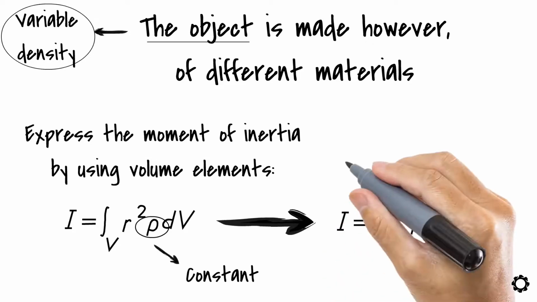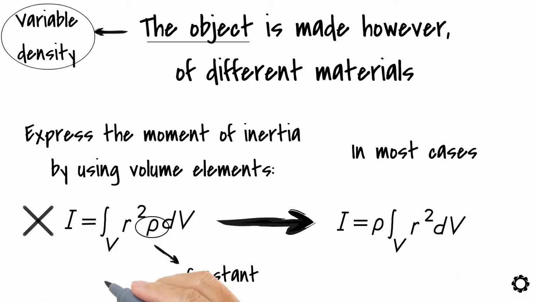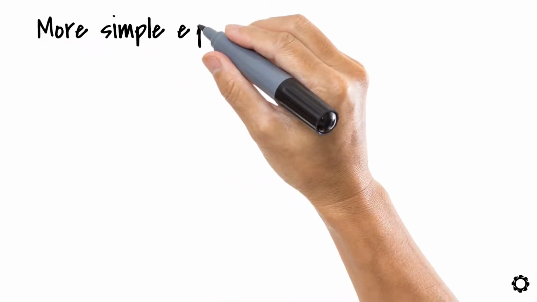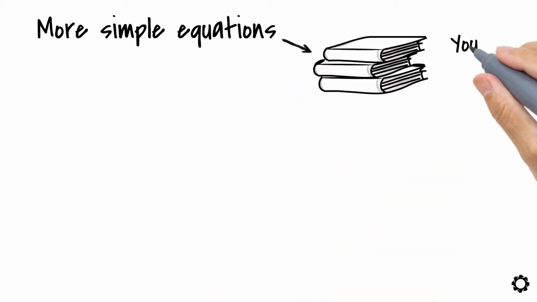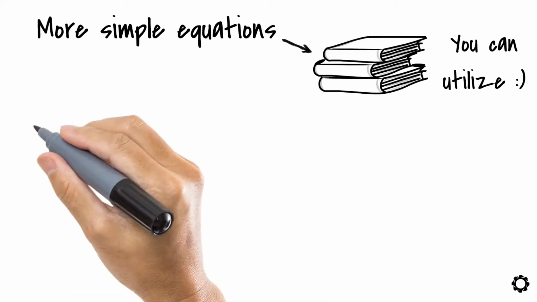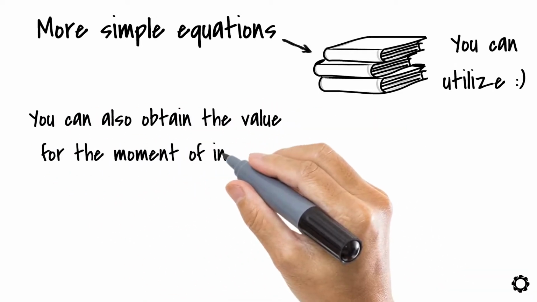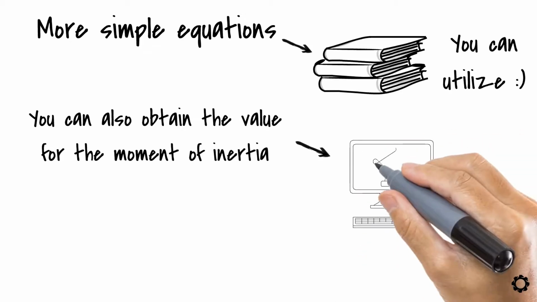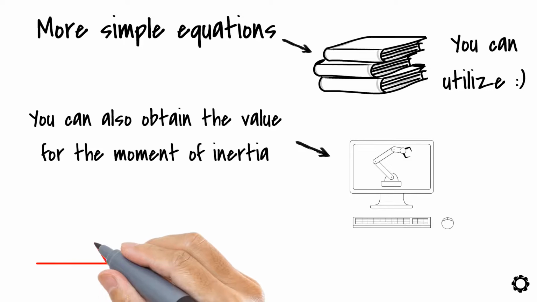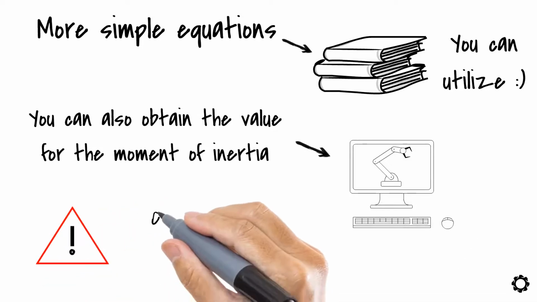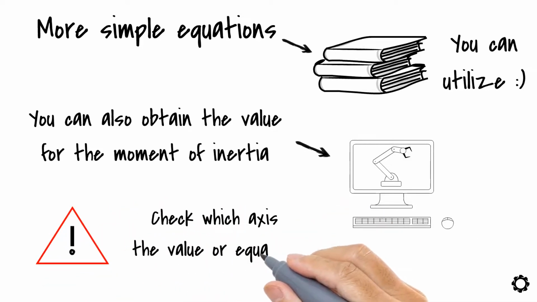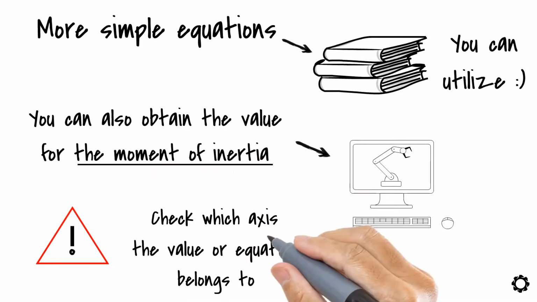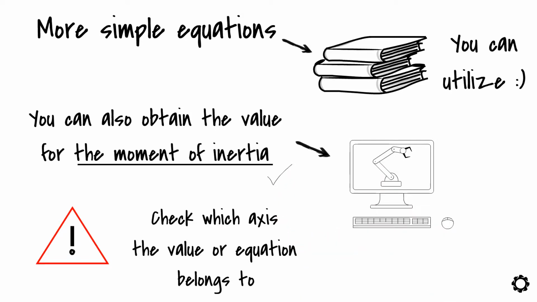Luckily for you, however, in most cases you don't have to use these integral equations to solve the moment of inertia, because there exist simpler equations in the table books that you can utilize. You can also obtain the value for the moment of inertia of the object directly from 3D modeling software while you are doing modeling work. The important thing that you should, however, consider is to check which axis the value or equation of the moment of inertia belongs to.